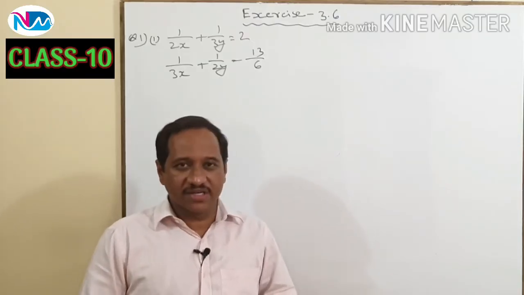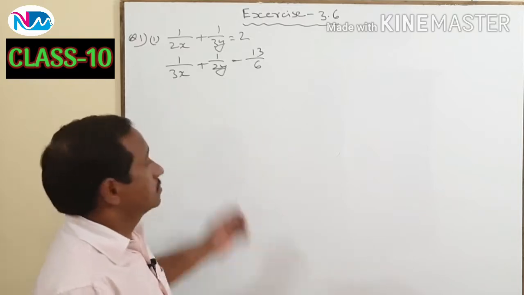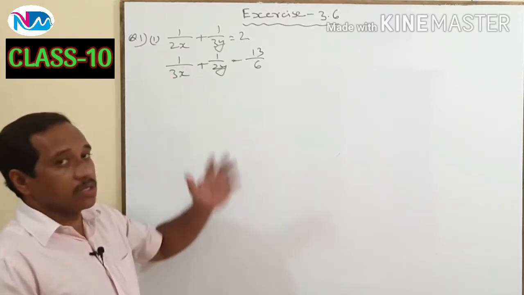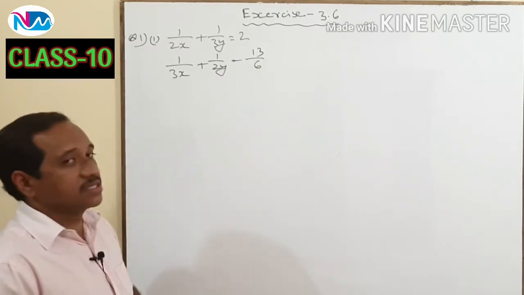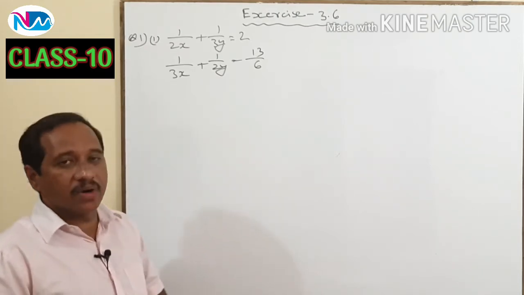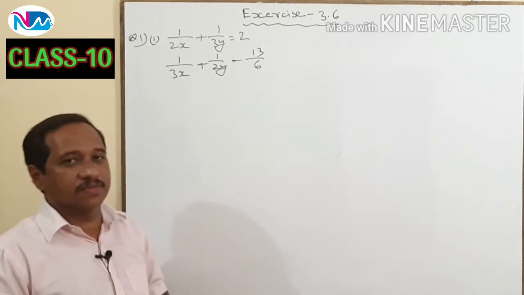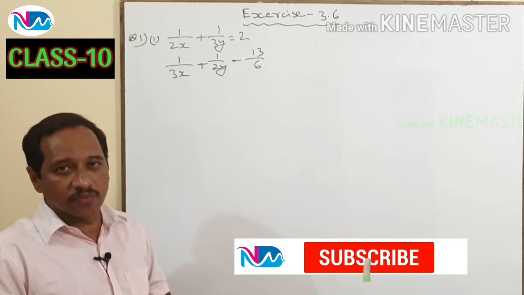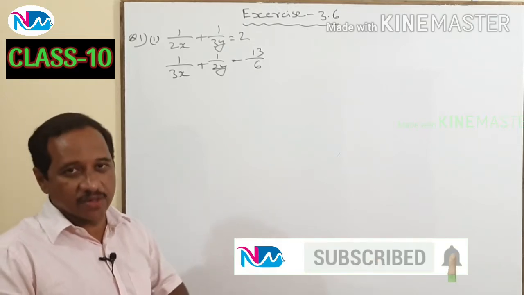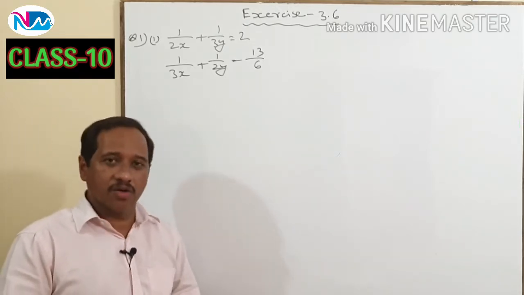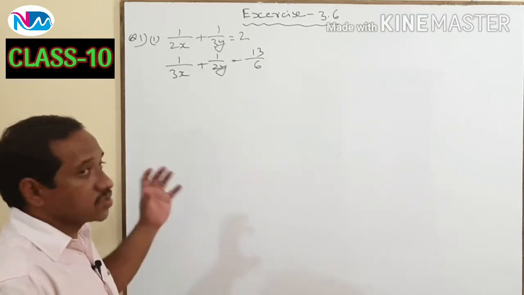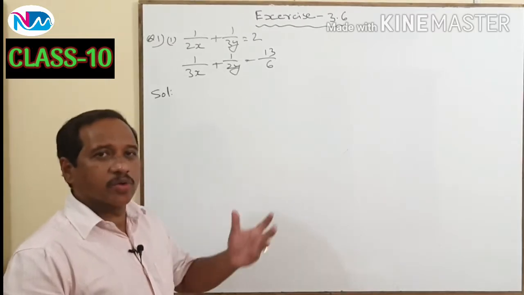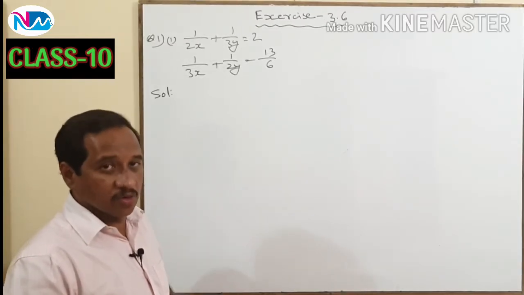There are 8 questions under question number 1. The first one is 1 by 2x plus 1 by 3y is equal to 2, and the second equation is 1 by 3x plus 1 by 2y is equal to 13 by 6. These two equations are not in the standard form of a pair of linear equations in two variables. Even if they are not in the standard form, we can solve these equations in a very simple way. Let us see how we can solve this in a very simple way.